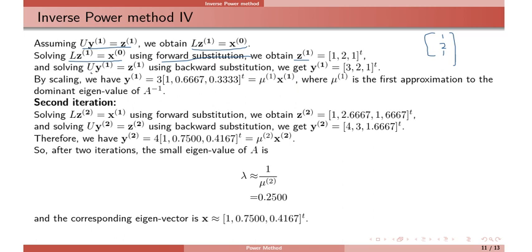Then go back to U y1 equal to z1 to find y1 using backward substitution, as we did before. So y1 is (3, 2, 1). To save space, I have written the column vector as a row by writing the transpose. So this is y1, (3, 2, 1). In the power method, we take the largest entry outside. So take 3 outside: 3 times (1, 0.667, 0.33). I am writing that number outside as mu1 and the vector as x1. So this 3 is the first approximation of the eigenvalue, and this is the first approximation of the eigenvector, denoted by x1.